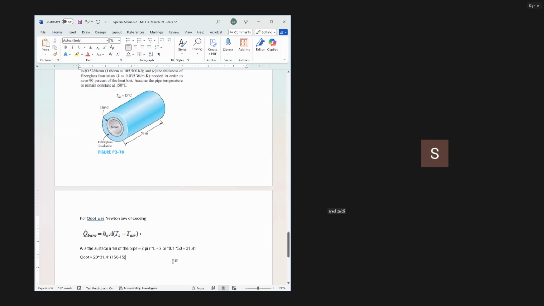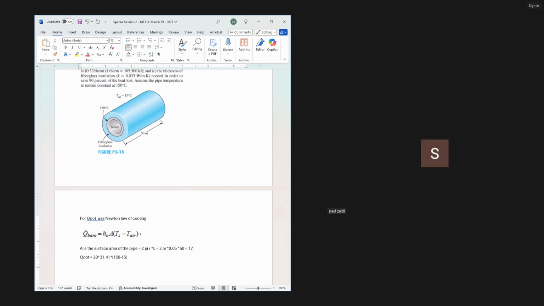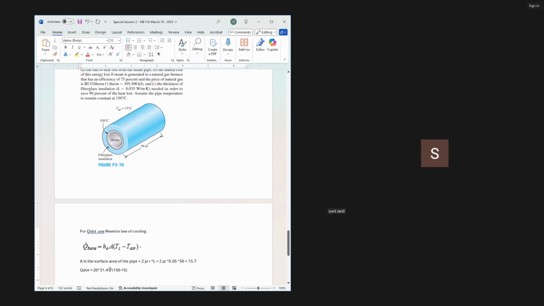Now I want to ask you one thing. In 2 pi r, this is not r, it should be 0.05, because I got 2 here. That was the diameter, so it should be half of that. Can you redo the calculation? Yeah, it's just half, 15.7. You're right, and that 15.7 will go here.